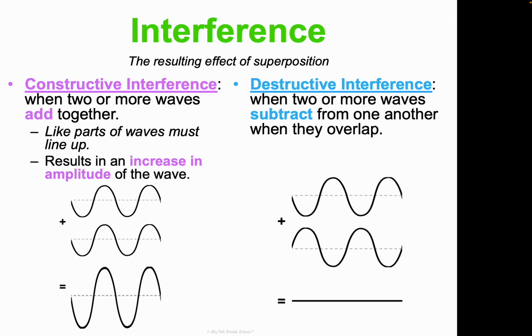Whereas destructive interference is when two or more waves subtract from one another when they overlap. This is when their opposite parts line up, so a trough to a crest or a crest to a trough. So two waves that are exactly opposite in direction arrive at the same time. They would cancel each other out. It'd be like adding a -5 and a +5. You're still adding them together, but the result is 0. So we get this kind of flat line here because they cancel each other out.